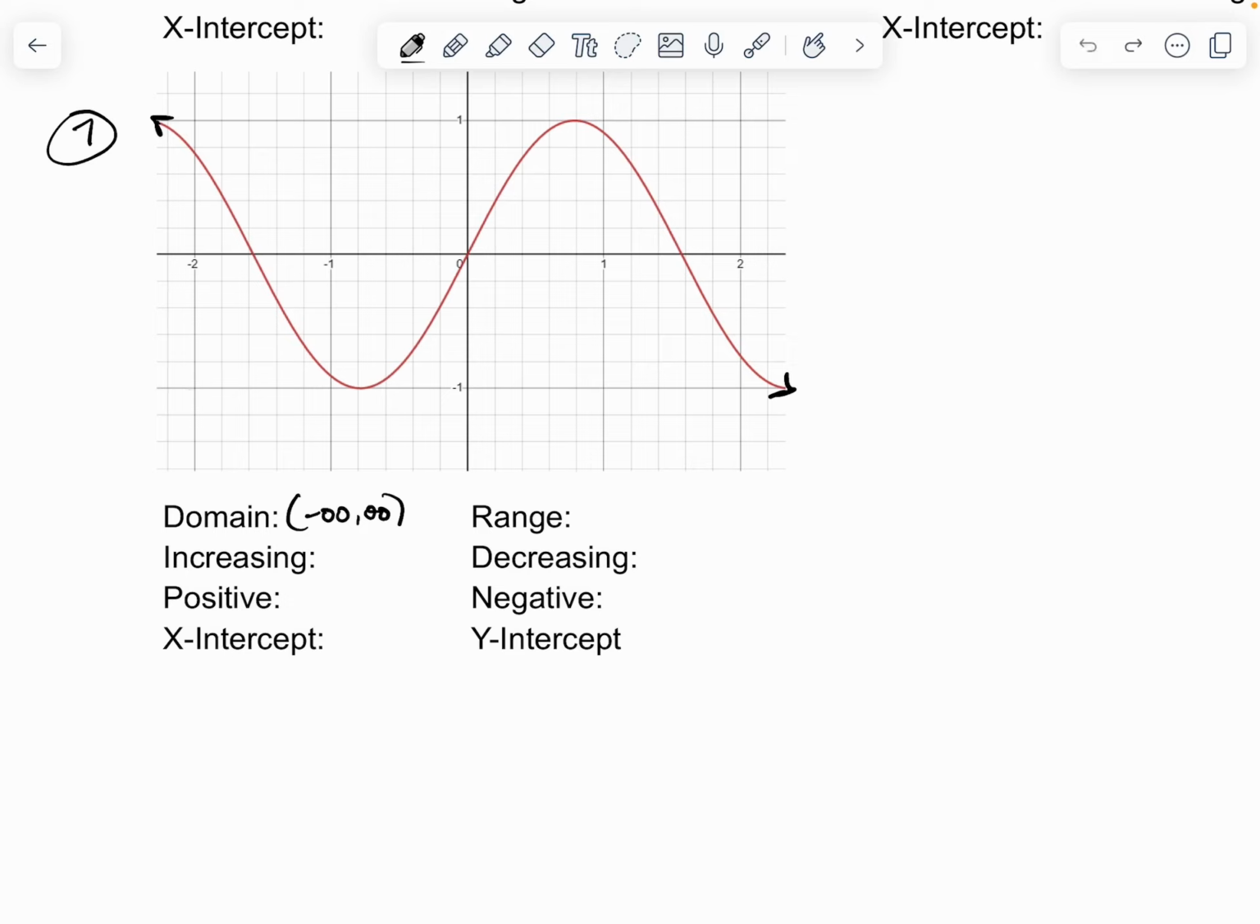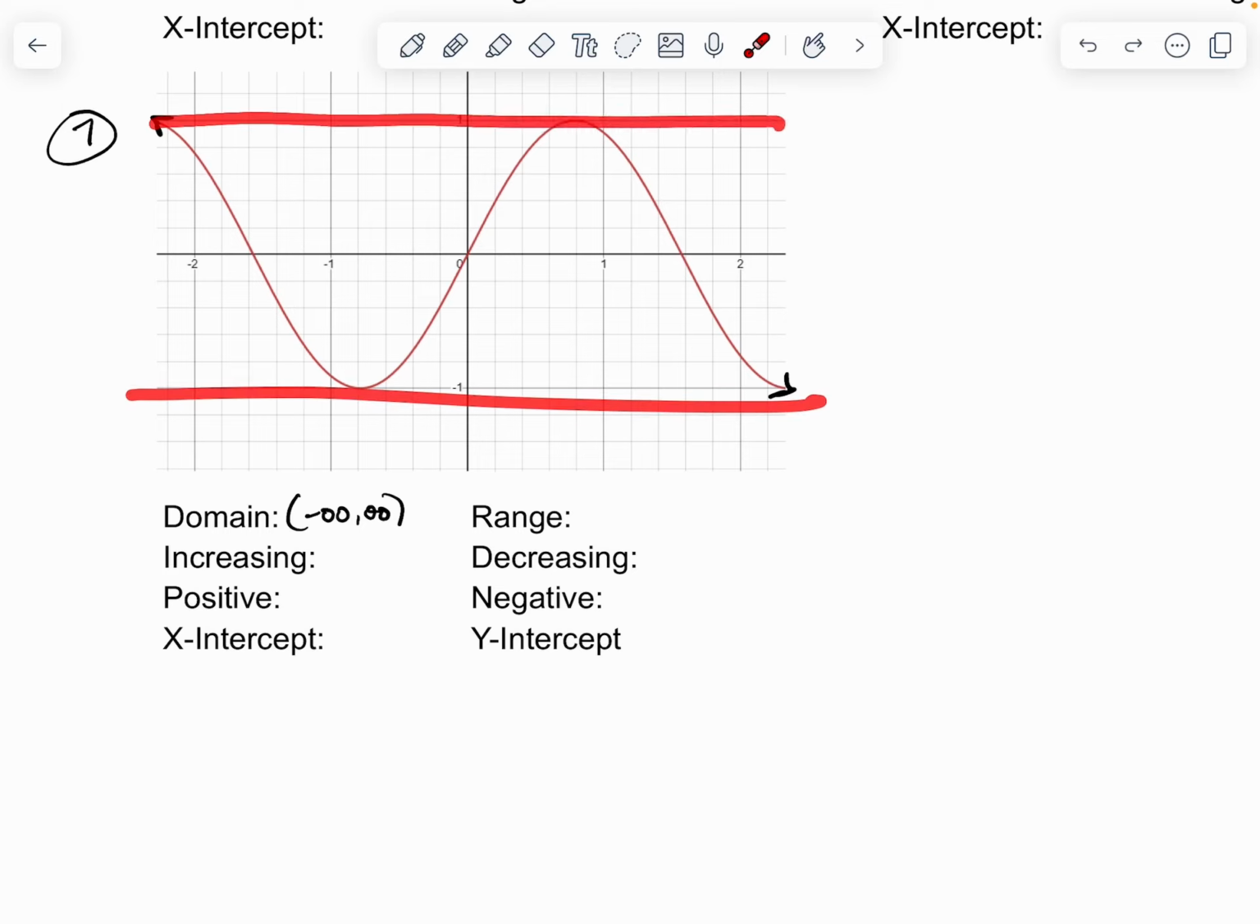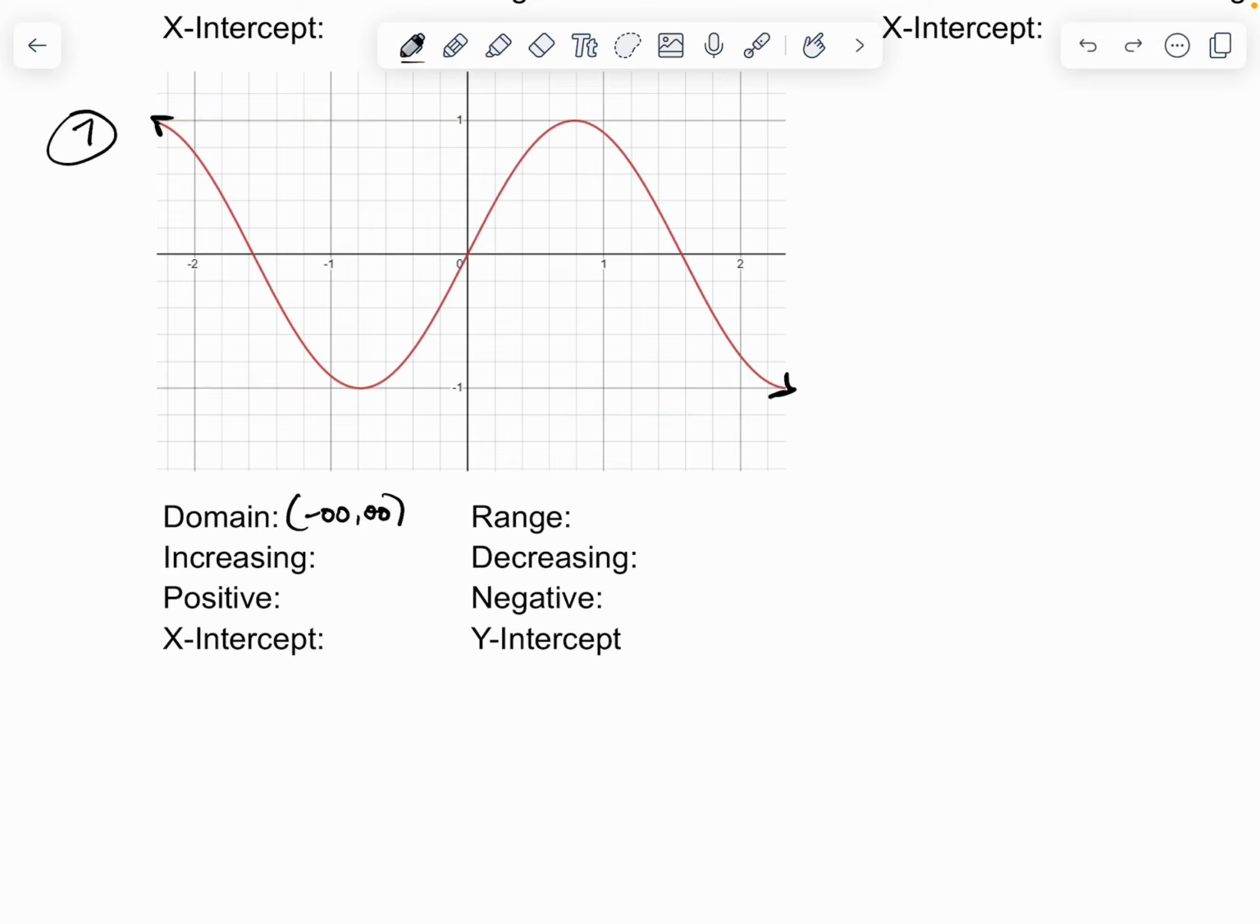Okay, number 7, the range. This one has a lowest point right here at negative 1 and a highest point here at positive 1. So that's going to be my range. It's going to be from negative 1 to positive 1.